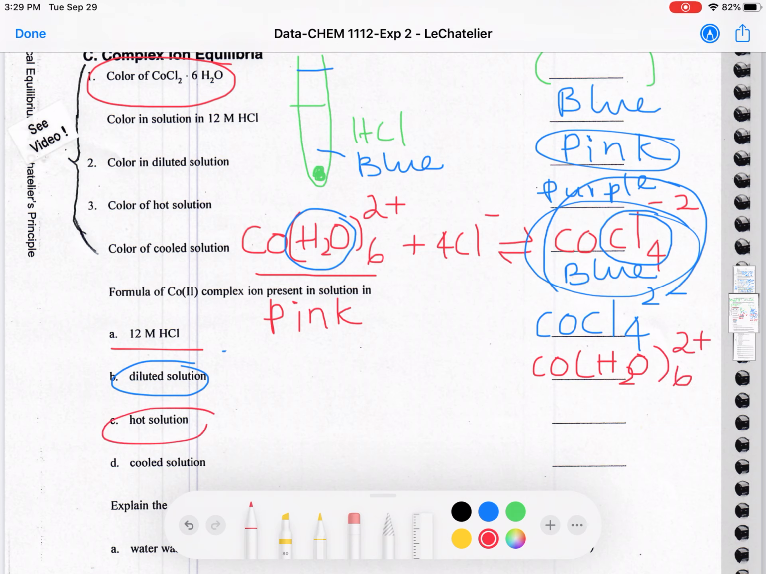And then what about the hot solution? Hot solution, it became darker pink or purple. So it didn't become blue, meaning it's still the cobalt hexahydrate complex, which is cobalt water hexahydrate. What about in the cool solution? It's still a pink, a variation of pink. So it's going to be the same complex. Okay, that's easy.